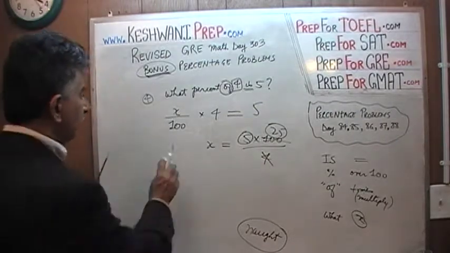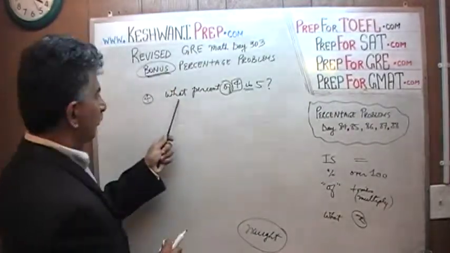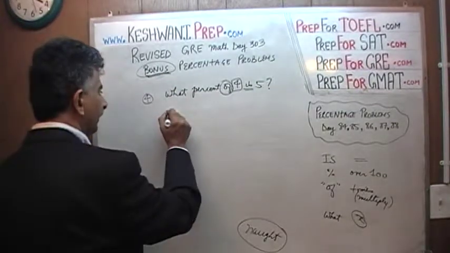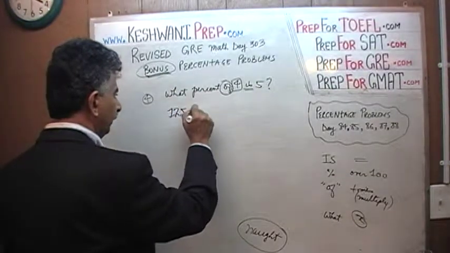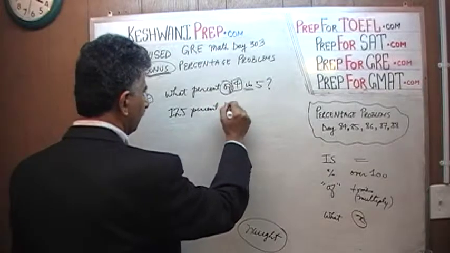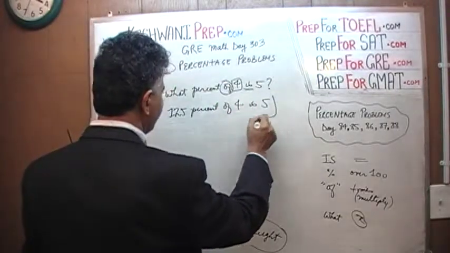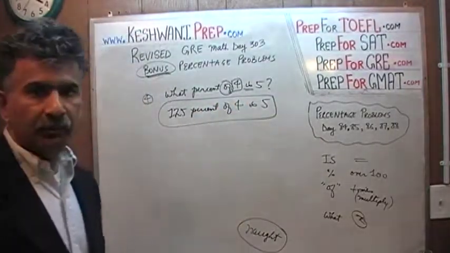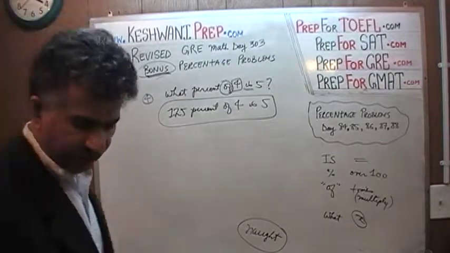So what we're claiming is that the question was what percentage of 4 is 5, and we're claiming that 125% of 4 is 5. This is what we're claiming. Let's see if it makes any sense.